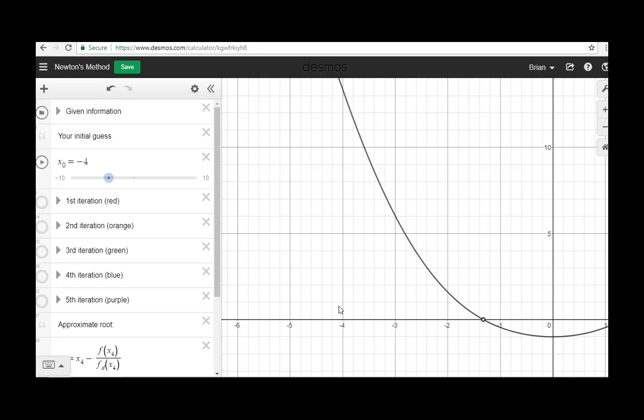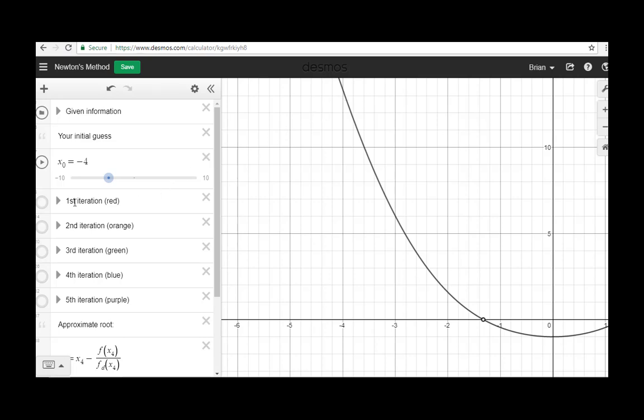Now here's what Newton's method will do. With my guess, it's going to take that x value and come up to the function that we're finding the root of, take the derivative, right, and find the equation of the tangent line.